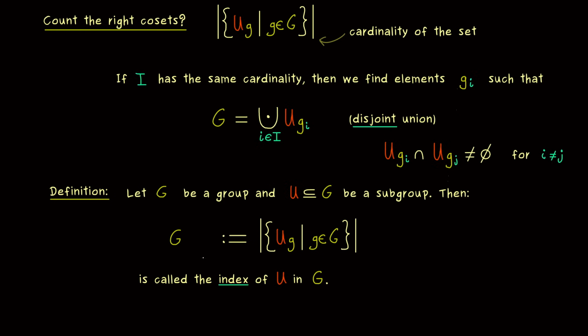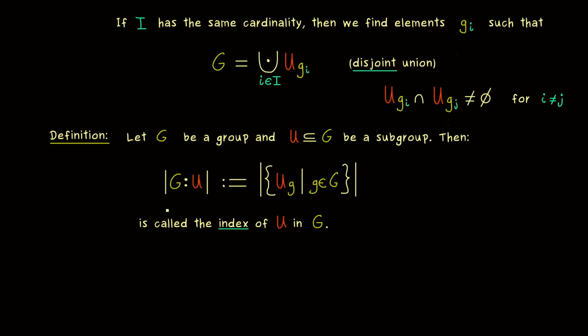And indeed, in group theory, this index gets a special notation. We write G:U. And since we talk about a cardinality here, we also use the vertical lines around it. So you see, we either have an infinite cardinality here or just a natural number.